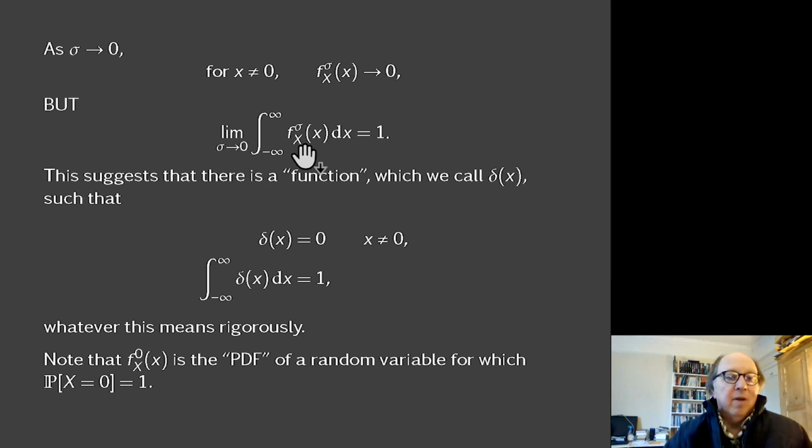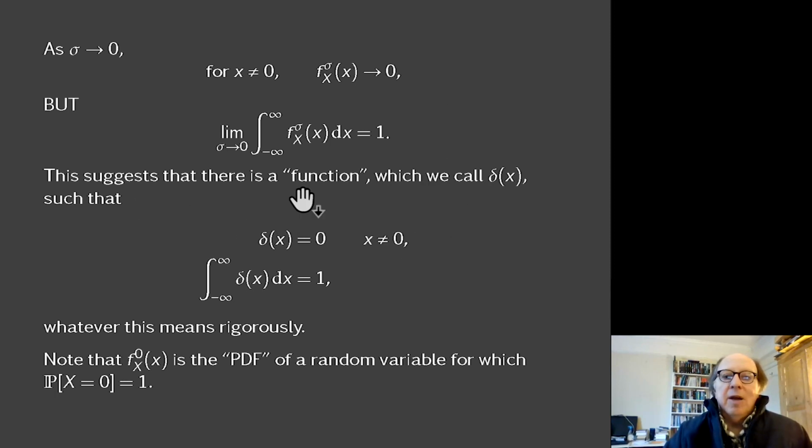But now look at the limit of the integral. The integral of f dx is 1 for all sigma, and therefore the limit as sigma goes to 0 of that integral is 1. So that limit has preserved the fact that this is a probability distribution. It's preserved the fact that the area under the curve is always 1, even though the function appears to have gone to 0 everywhere. In fact, it has gone to 0 everywhere for x not equal to 0.